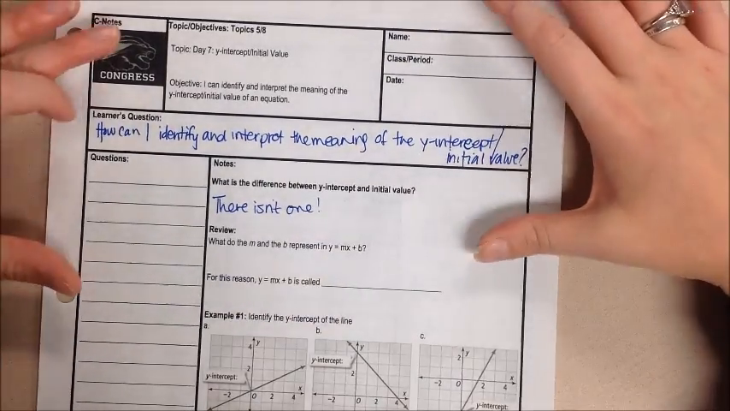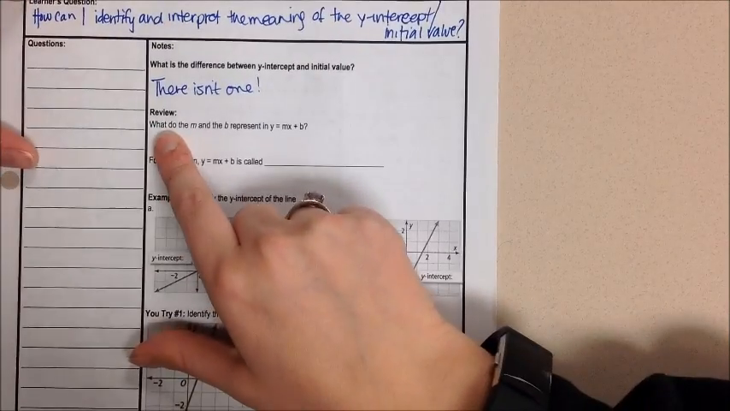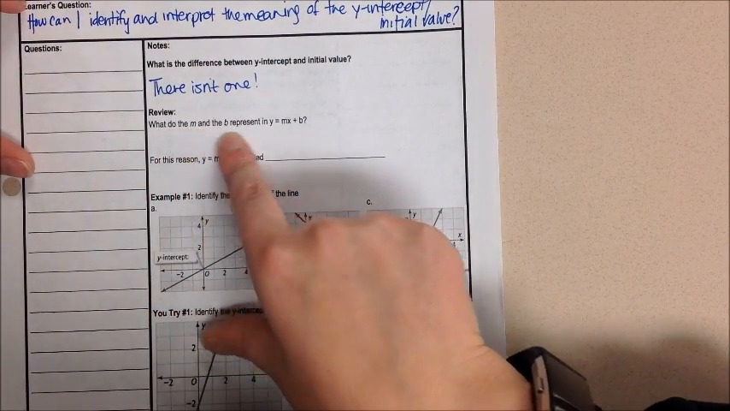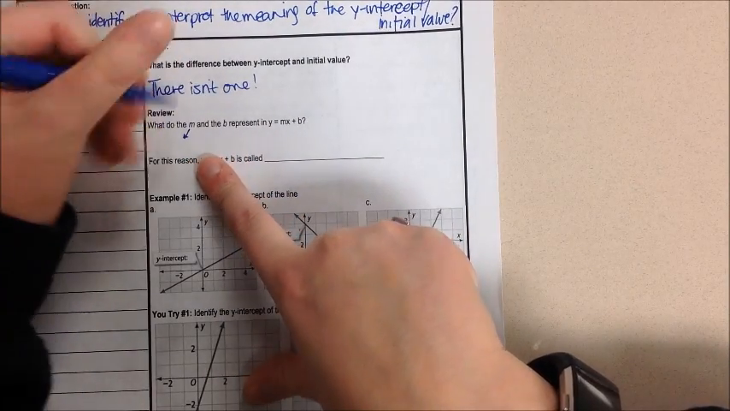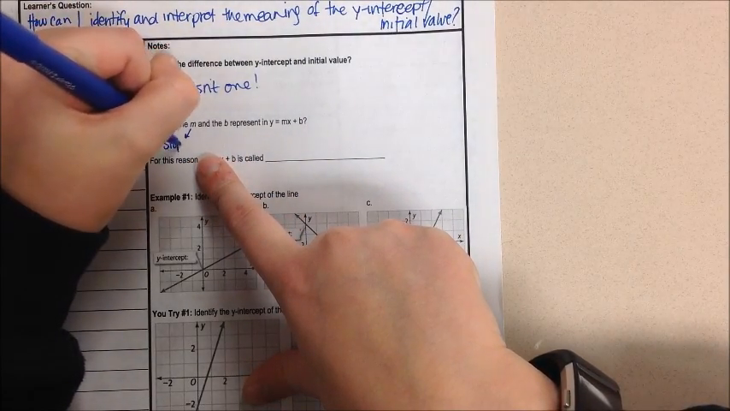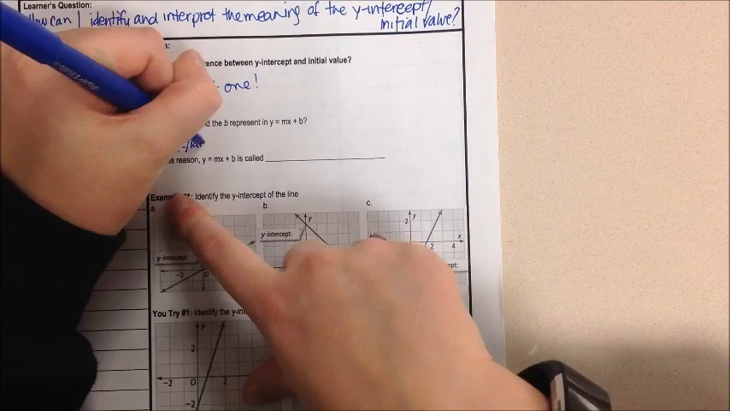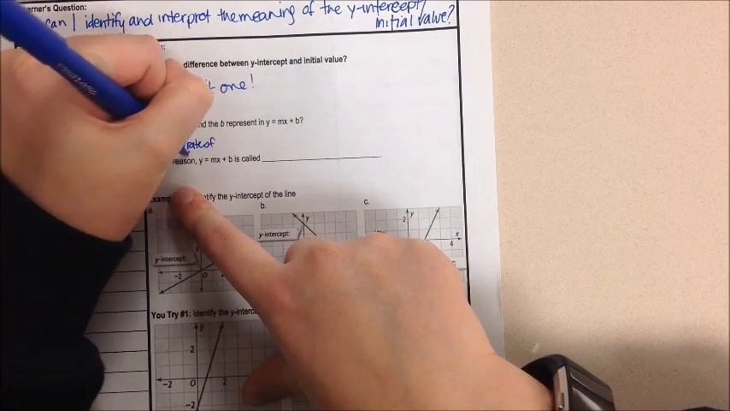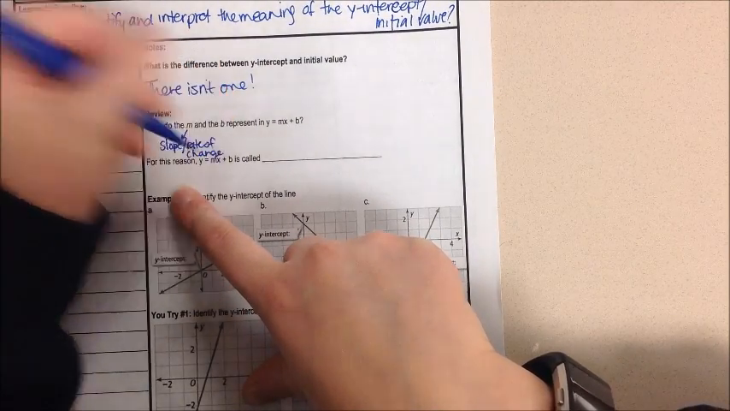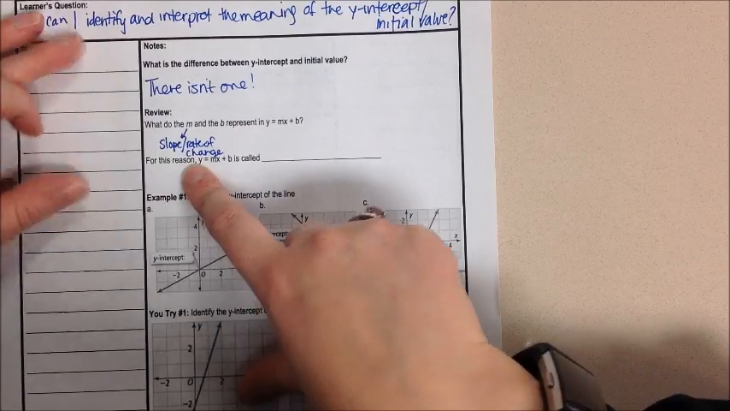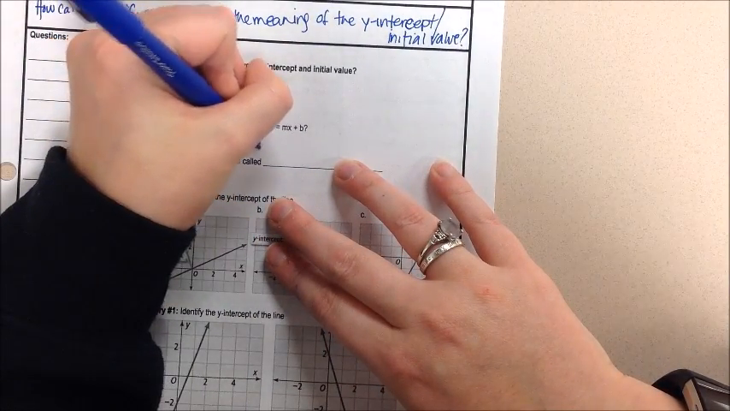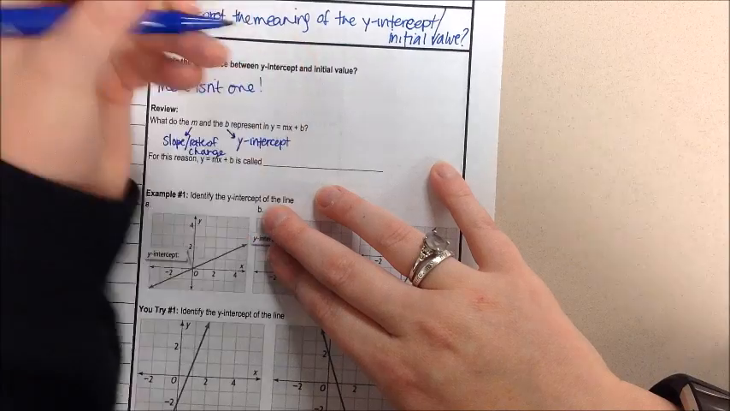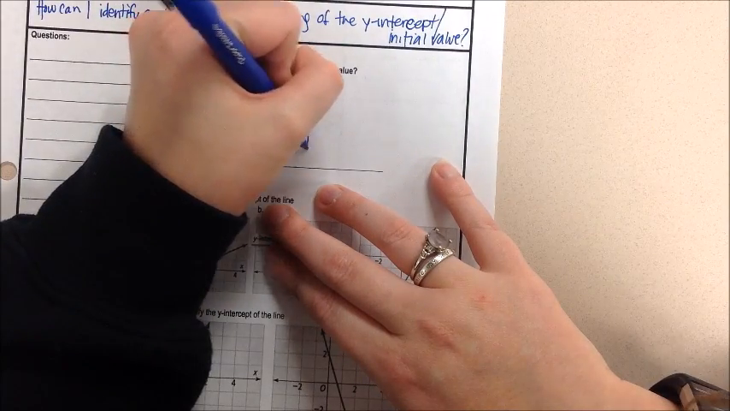Okay, so review. What do the m and the b represent in y equals mx plus b? Well, if you remember, m represents the slope or the rate of change. Remember those two words are interchangeable. And then b is y-intercept or initial value.